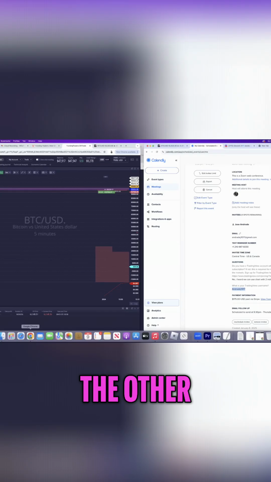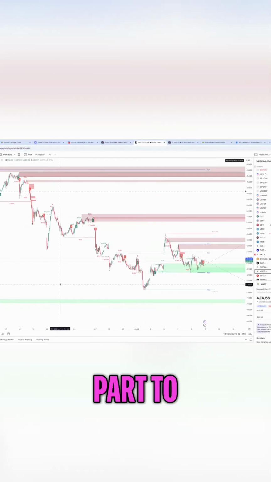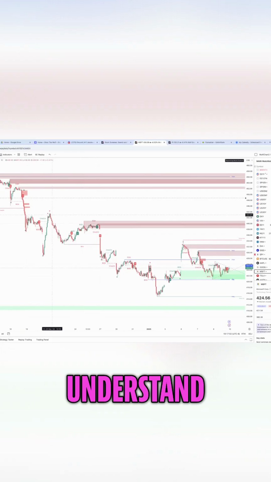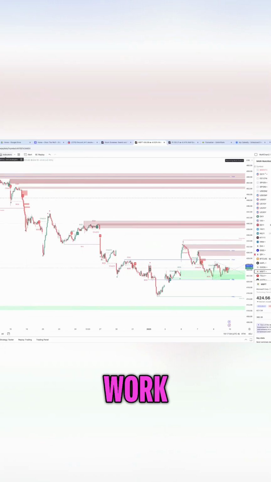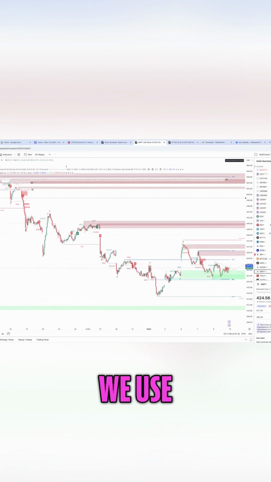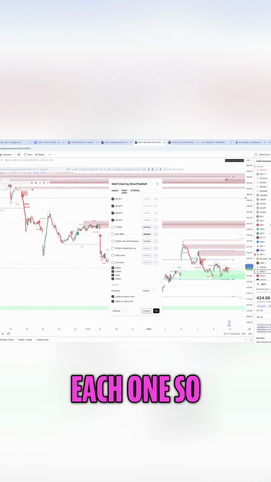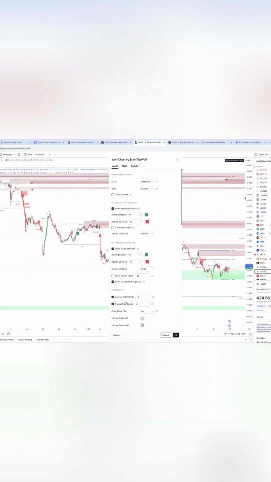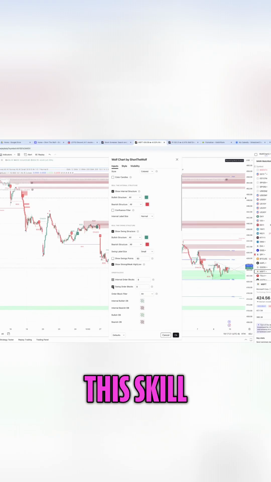Let's see. So the other part to trading is to understand how your moving averages work. And so on the Wolf chart, we use three different moving averages, and I'm going to go over each one so you can see how I use moving averages, and you can take advantage of this skill when you're doing your trading.